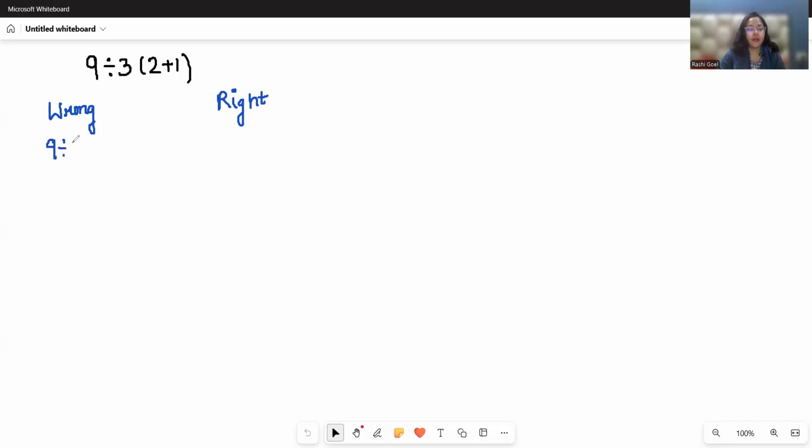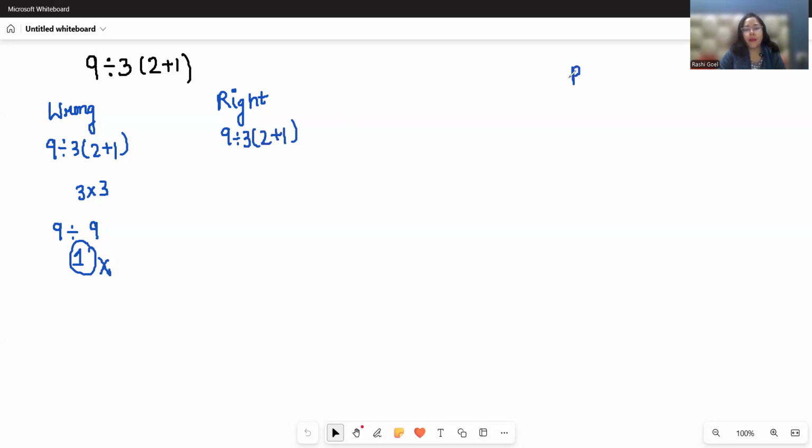So, 9 ÷ 3(2 + 1). They solve it as 2 plus 1 is 3, and 3 multiplied by 3 is 9, and 9 divided by 9 is 1, which is the wrong answer. So what is the correct way then?